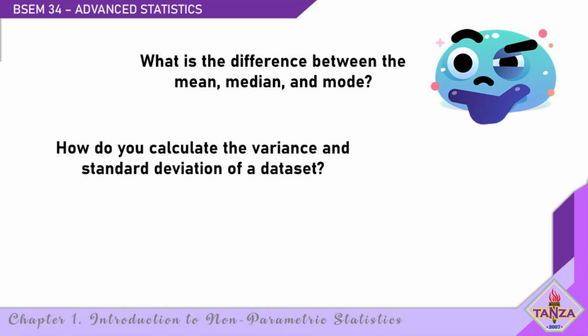How do we calculate variance and standard deviation? These two help us understand how spread out the data is. Step 1. Find the mean, average, of the data. Step 2. Subtract the mean from each number to find the difference. Step 3. Square each difference. Step 4. Find the average of those squared differences. That's the variance. Step 5. Take the square root of the variance. That's the standard deviation. The more spread out the numbers are, the bigger the variance and standard deviation will be.